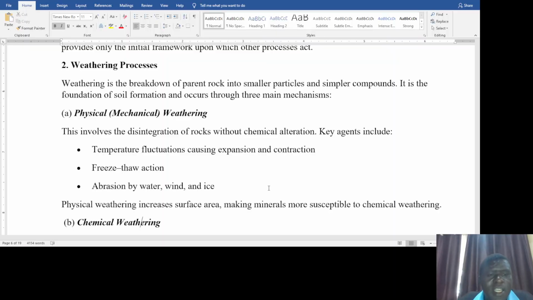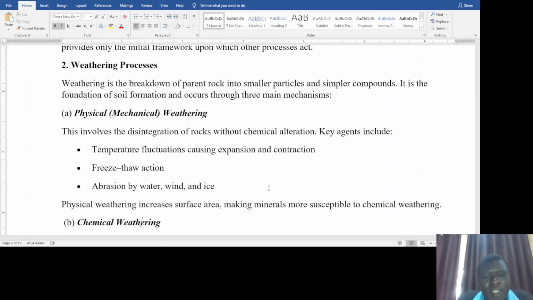Besides that, as water moves, as wind blows over the surface, and as ice or glacier moves on the rock surface, they lead to wear and tear, and this process is generally called abrasion. And these agents greatly influence soil formation by actually contributing a greater percentage of the rock breakdown to form smaller particles, which necessitates soil formation.